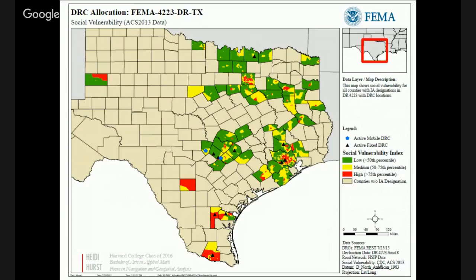This whole swath of counties right here doesn't have any. It's a very low population. I don't remember off the top of my head, but it's not as high population. I mean, these are major metro areas. So, yeah.